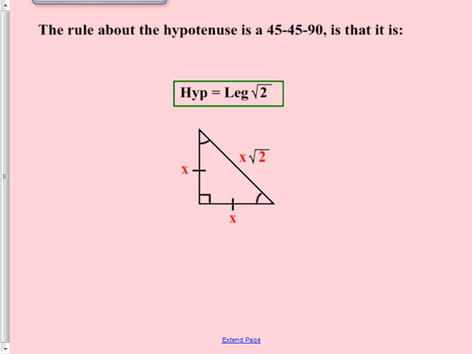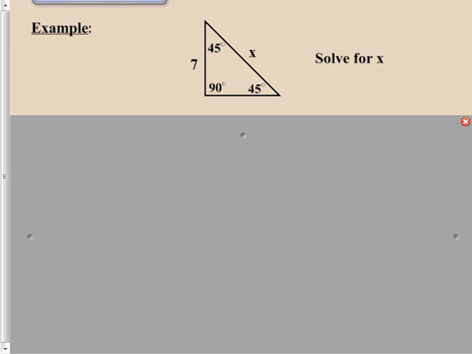Okay, so let's take a look at a couple of examples dealing with the 45, 45, 90. Okay, here is one. We have a 45, 45, 90. We have some side information, some missing side information, and a hypotenuse that we are supposed to find. Solve for x.